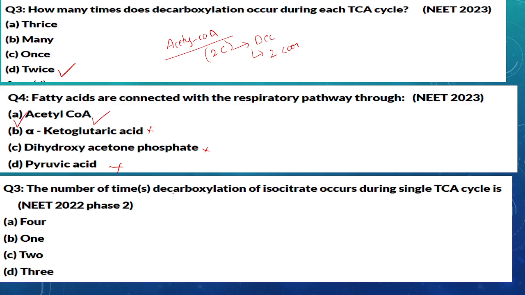Again this question is repeated: the number of times decarboxylation of isocitrate occurs during a single TCA cycle. From isocitrate also there are 2 decarboxylation reactions. So twice the decarboxylation reaction. Option C is correct.